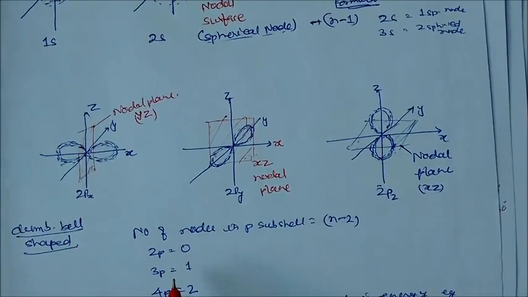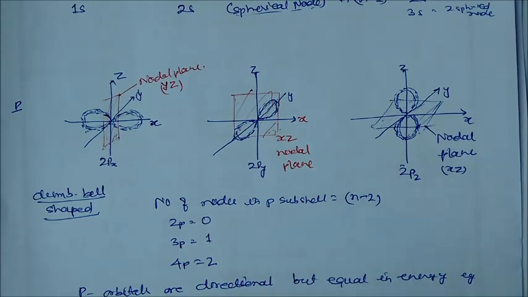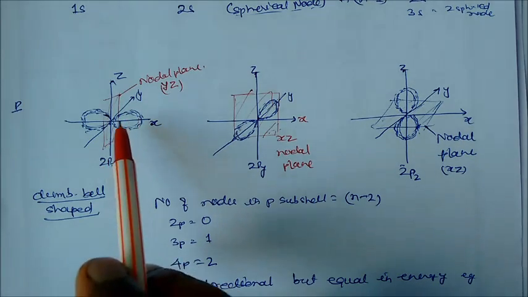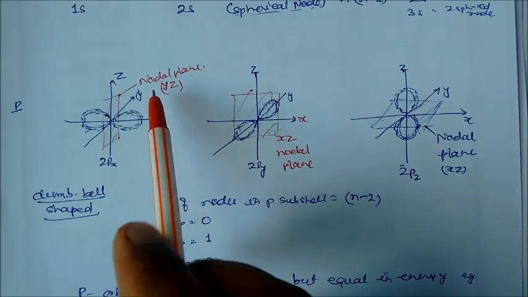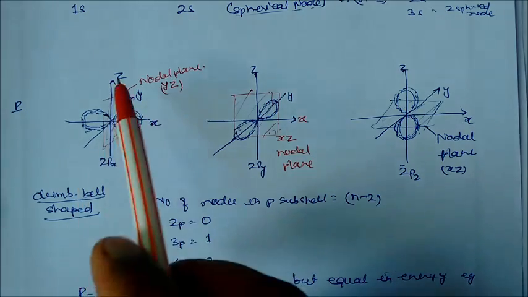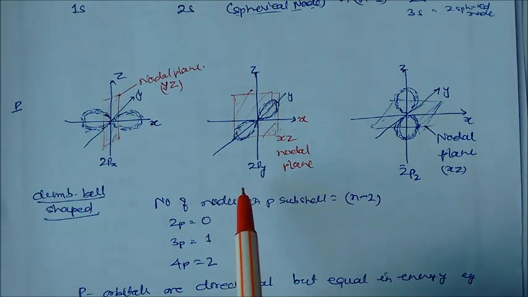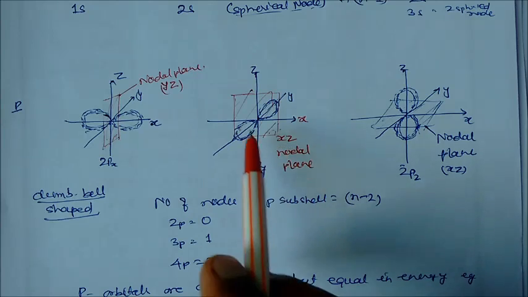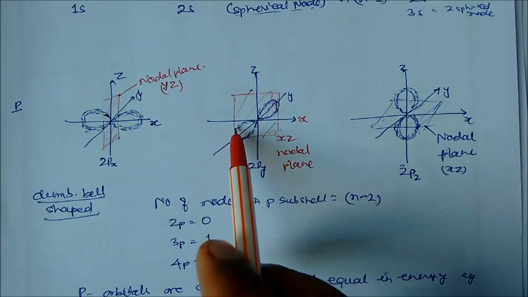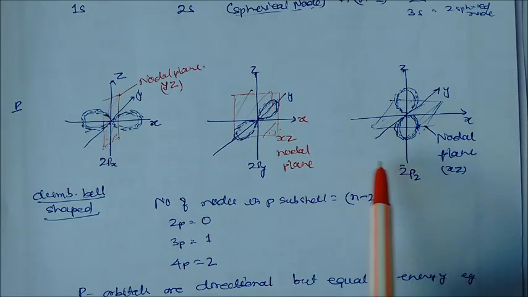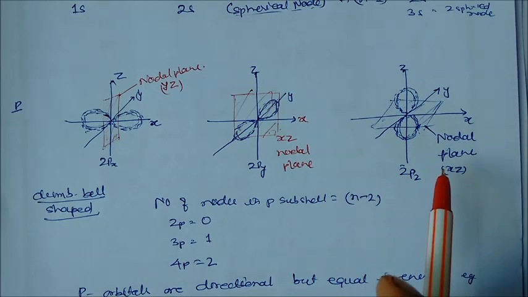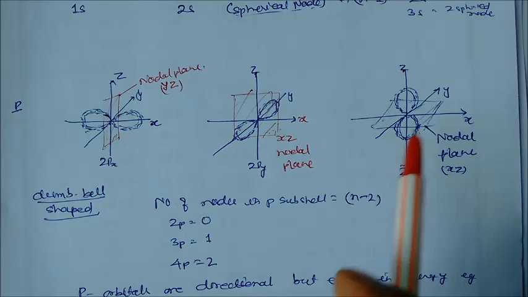For p orbitals, we can draw this charge cloud diagram. So this is the dots. We can see here one plane. For px, the nodal plane is yz. Yz means along this yz plane there are no electron dots. Similarly, in py we have nodal plane xz. Here no electron dots, but here will be electron dots. In 2pz, the nodal plane is xy, so there are no electron dots present on the xy plane.